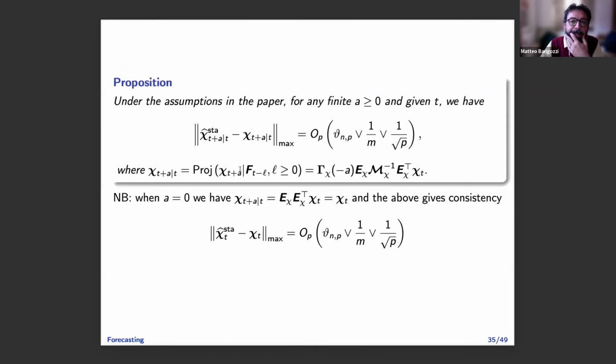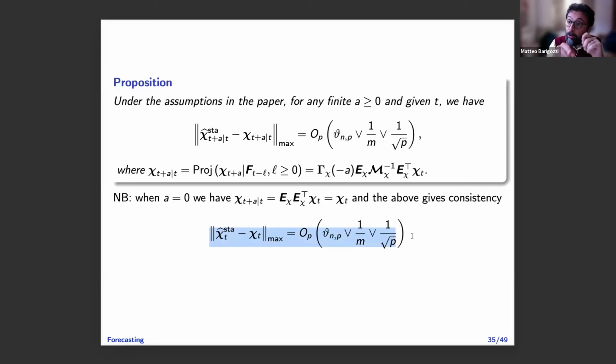Okay, so for the first approach, the static approach, this is the error with respect to the unfeasible prediction. So this is just estimation error. This is not the prediction error, okay? Because this is the unfeasible prediction, which is this. And then the error has the nice property that we had before, okay? And then if you put A equal to 0, that's the in-sample estimation error.